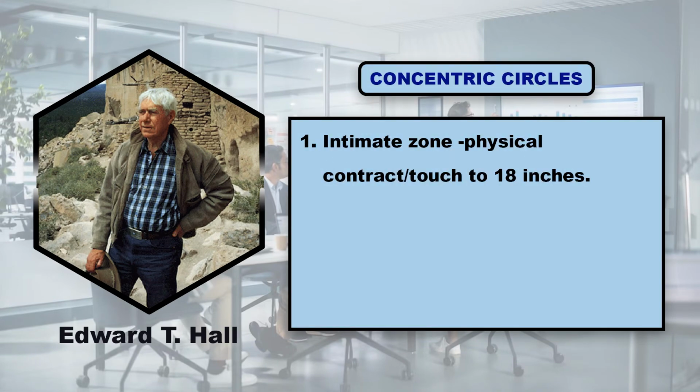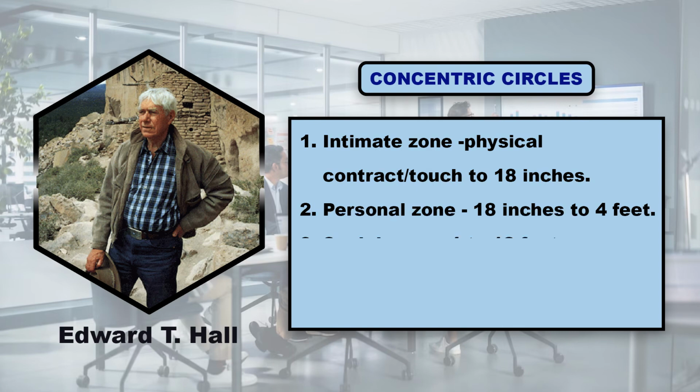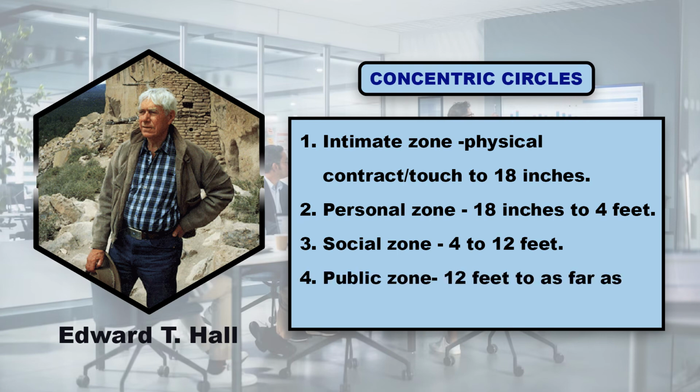Intimate zone: physical contact or touch to 18 inches. Personal zone: 18 inches to 4 feet. Social zone: from 4 feet to 12 feet. The public zone: 12 feet to as far as we can see or hear.